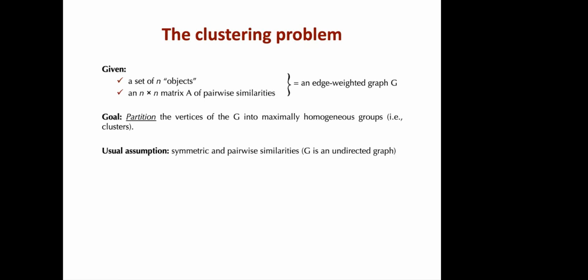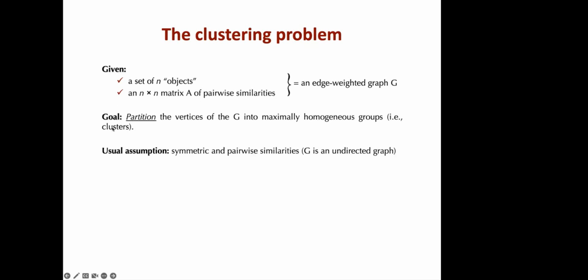Now, of course, the two perspectives are equivalent in the sense that if you give me a matrix A, I can always build a corresponding graph, and vice versa. If you give me the graph, I can build a matrix. But sometimes knowing the matrix is more convenient than knowing the graph, and vice versa. So these things will be clear later.